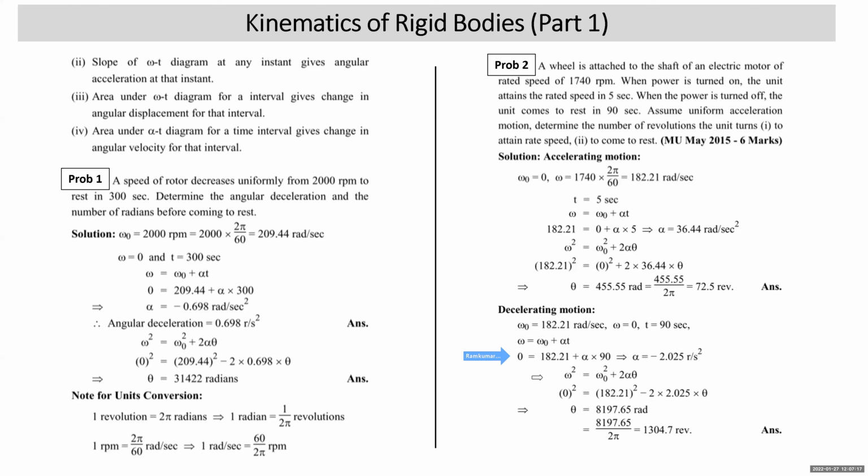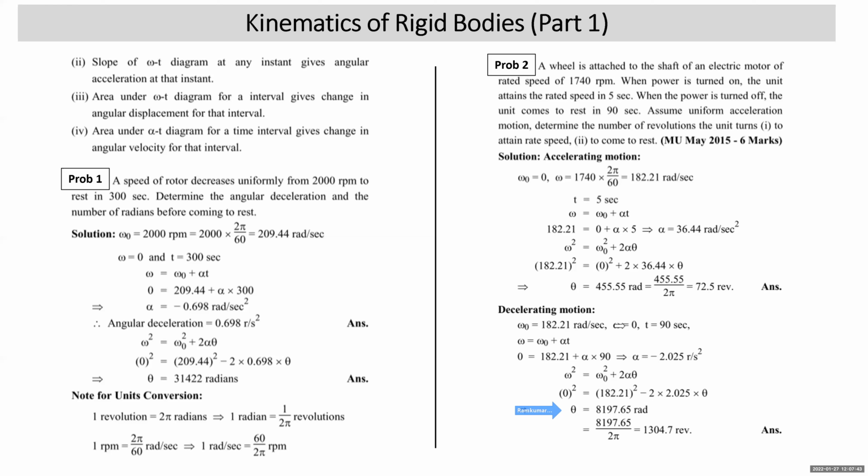Next, we want to find theta. As omega and theta are into consideration, we should use omega square is equal to omega naught square plus 2 alpha theta. Put the value of omega, that is 0. Omega naught is 182.21. Alpha is minus 2.025, into theta. So theta comes out to be, again in radians, 8197.65 radians. To find it in revolutions, divide by 2 pi. You get 1304.7 revolutions.